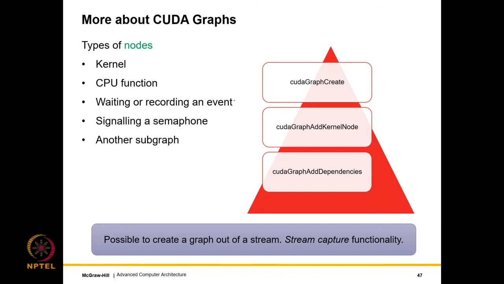So more about CUDA graphs. Well, CUDA graphs can have all kinds of events. So we can have different kinds of nodes. So we can have kernels, of course. Along with kernels, which are GPU functions, we can also have CPU functions.